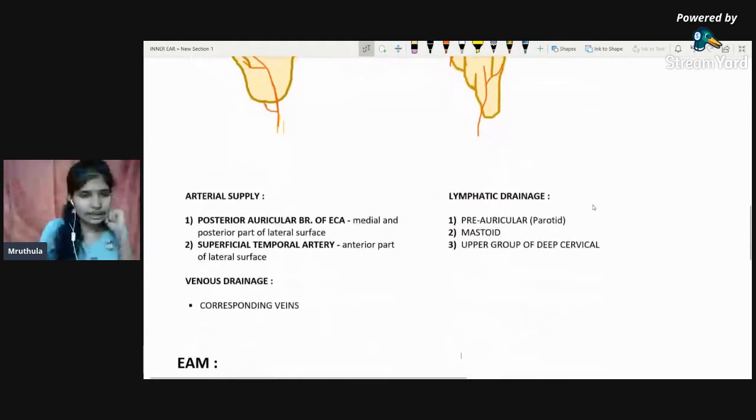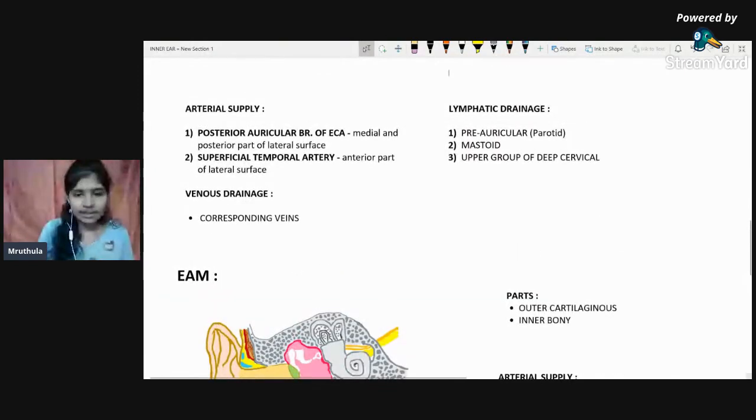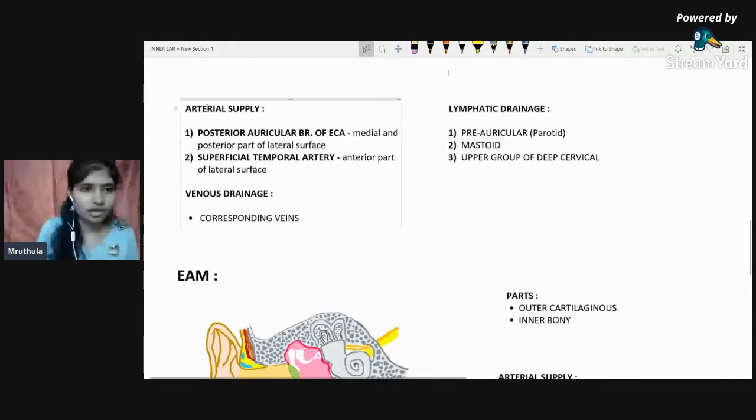Then coming to the arterial supply and venous drainage. Actually, arterial supply and venous drainage are not very important. You just have to know them for namesake. Just know which particular artery is supplying. The arterial supply is by two arteries, the posterior auricular branch of the external carotid artery and the superficial temporal artery. Then the venous drainage is by the corresponding veins.